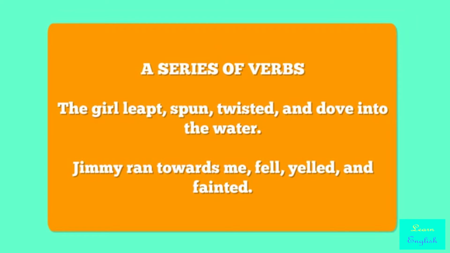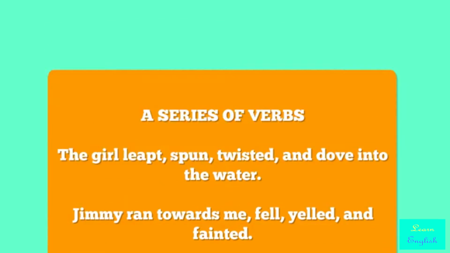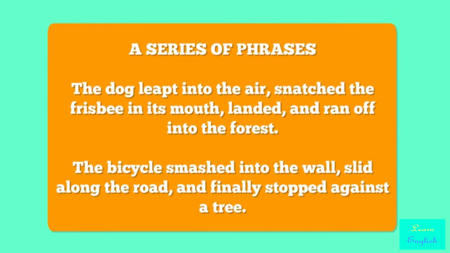A series of verbs. The girl leapt, spun, twisted, and dove into the water. Jimmy ran towards me, fell, yelled, and fainted. A series of phrases. The dog leapt into the air, snatched the frisbee in its mouth, landed, and ran off into the forest. A bicycle smashed into the wall, slid along the road, and finally stopped against a tree.